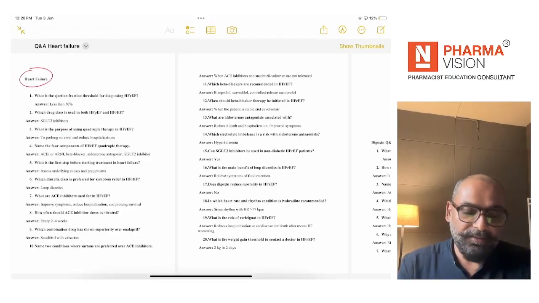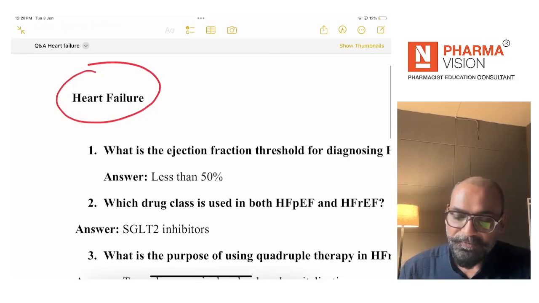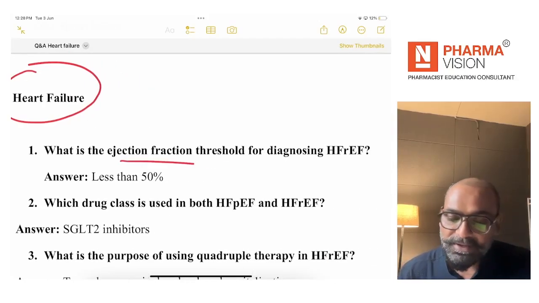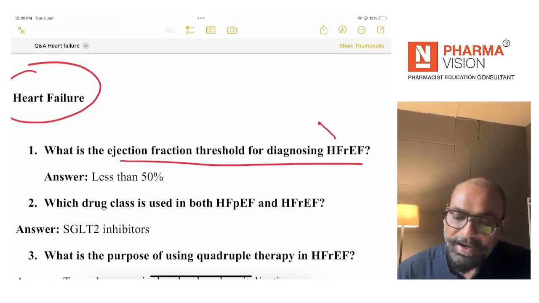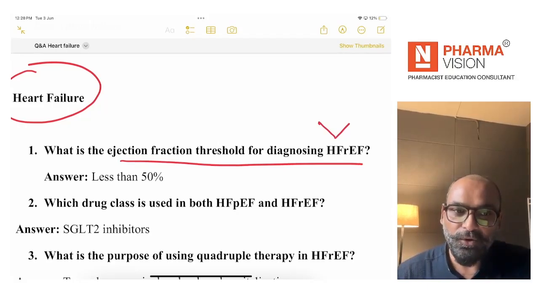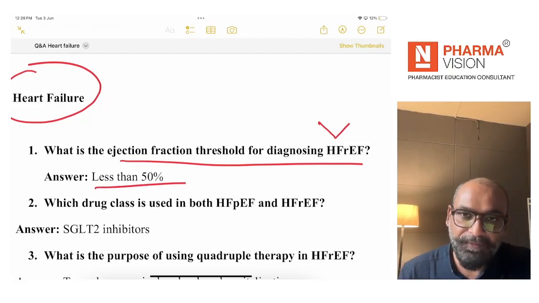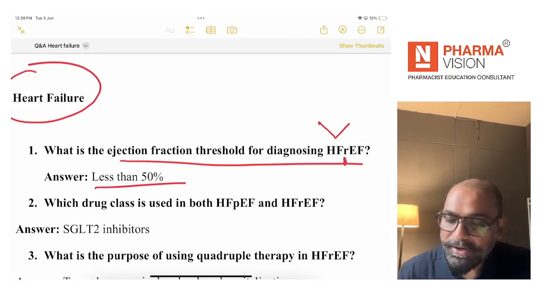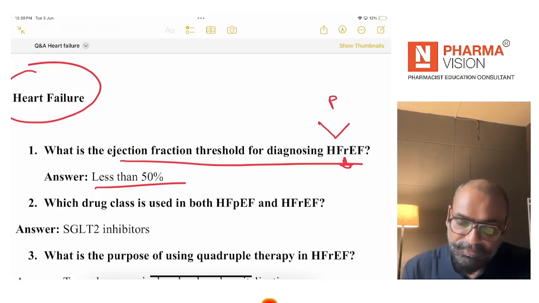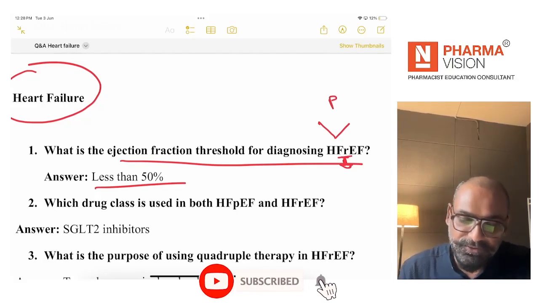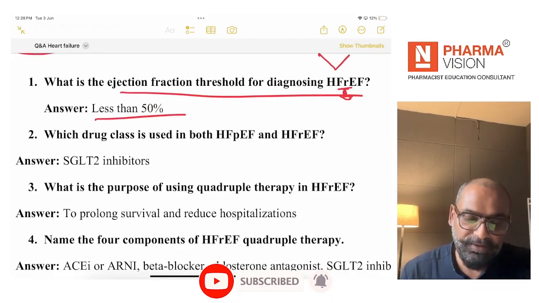What is the ejection fraction threshold for diagnosis? That means how we can define heart failure based upon the ejection fraction. Less than 50% is called reduced ejection fraction. The second is heart failure with preserved ejection fraction, that is more than 50%. So reduced means it's less than 50%.